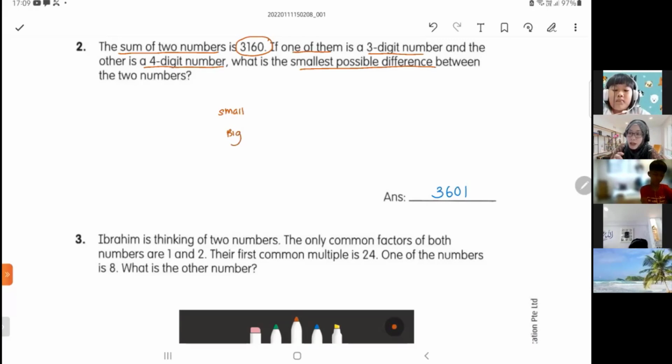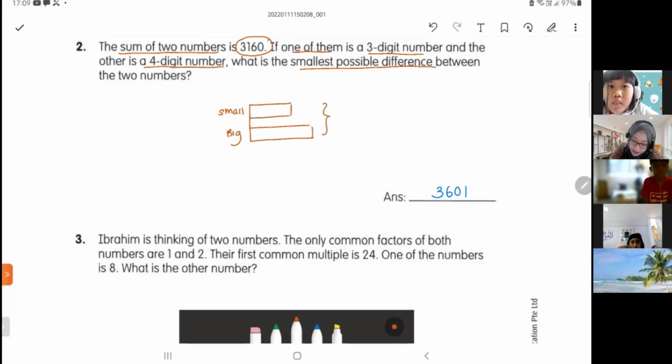So we are going to draw the comparison model. I'm going to compare them. So the small and the big, of course, the small number is smaller, shorter. The bigger number is bigger, longer. Total is 3,160. Now, one of them is a 3-digit number and the big one is a 4-digit number. So the small number is a 3-digit number, 1, 2, 3. The big number is a 4-digit number, 1, 2, 3, 4. What is the smallest possible difference between the two of them?